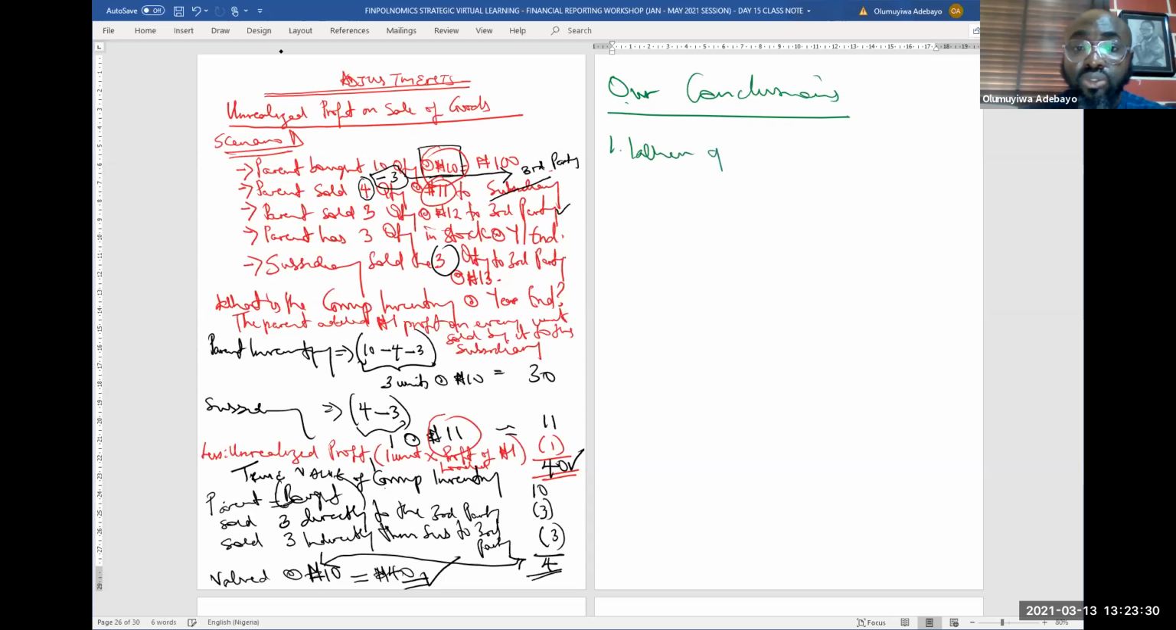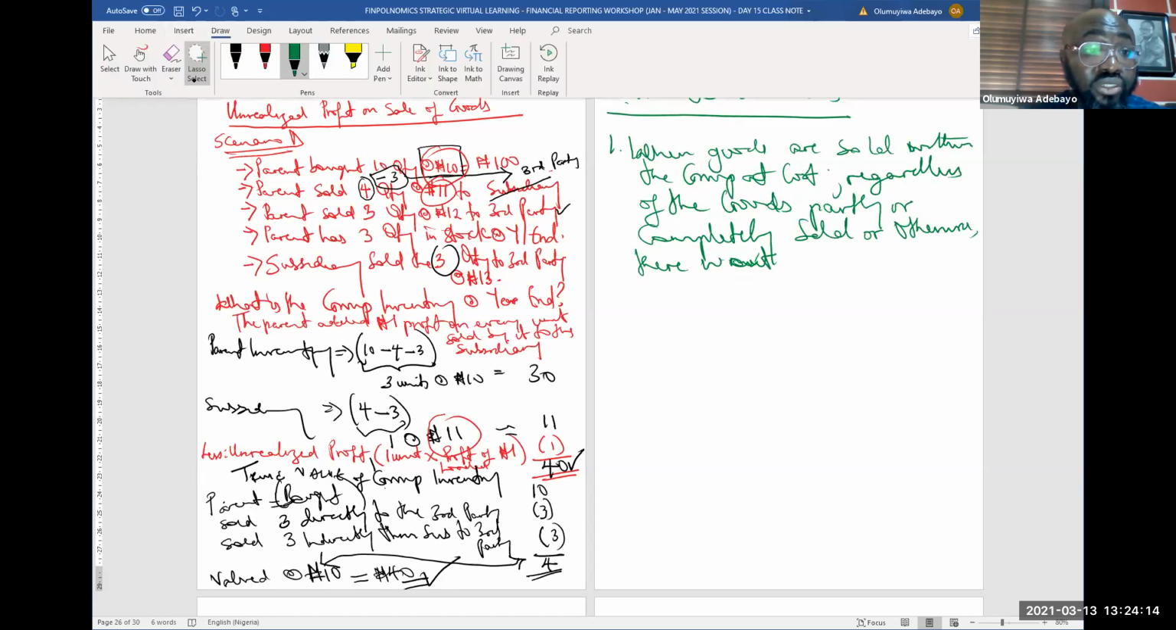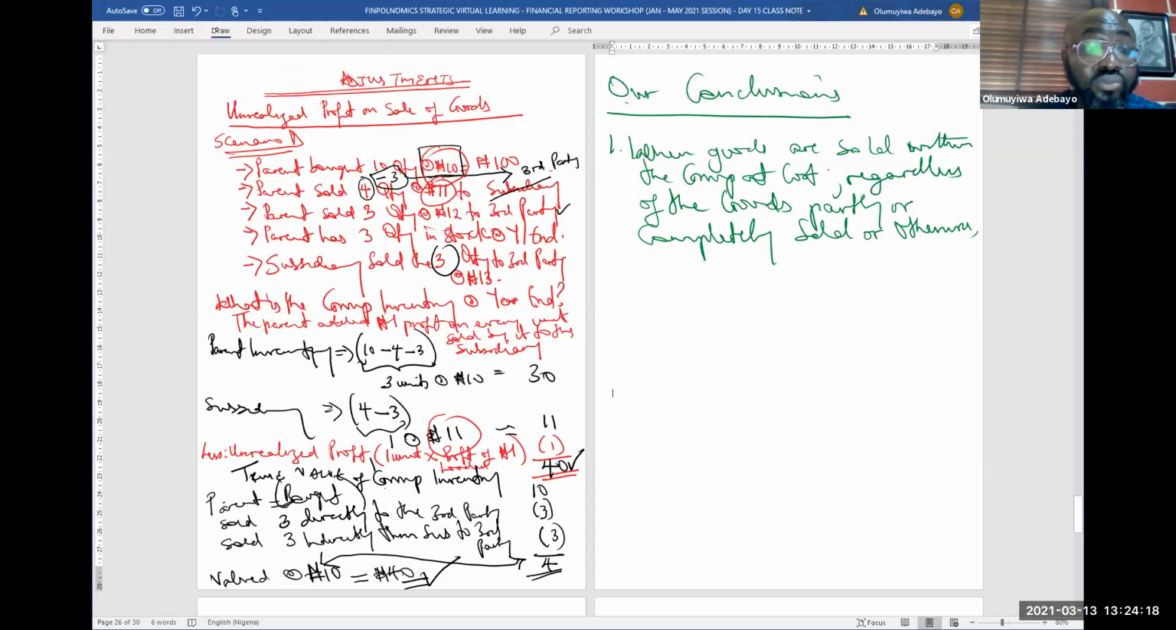Our conclusions include one. When goods are sold within the group at cost, regardless of the goods being partly or completely sold or otherwise, there won't, or let me use this language, it won't give rise to unrealized profits.